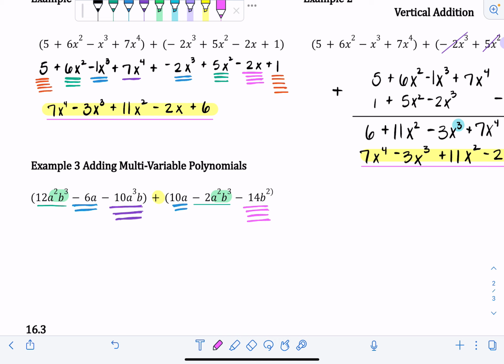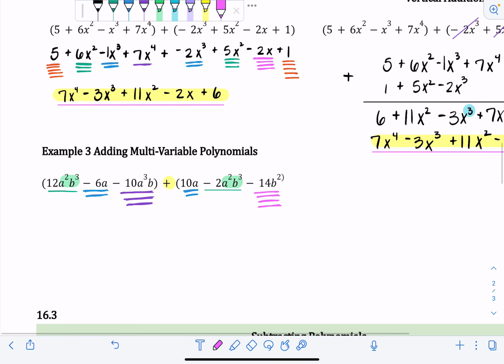Okay, so since there's multiple variables here, it doesn't really matter if we start at the highest power, because some are the highest power for a, some are the higher power for b. So we'll just pick whichever term we want to start with. I'm going to start with the ones that I have in green. So this 12a squared b to the third power and a negative 2a squared b to the third power. I combine them by just adding the coefficients.